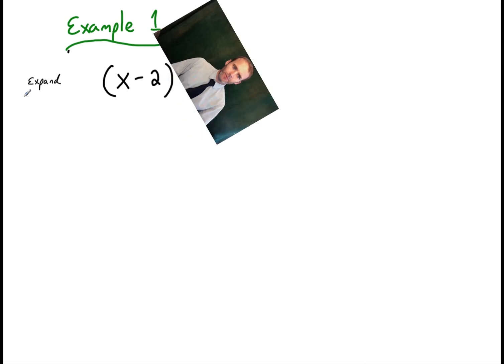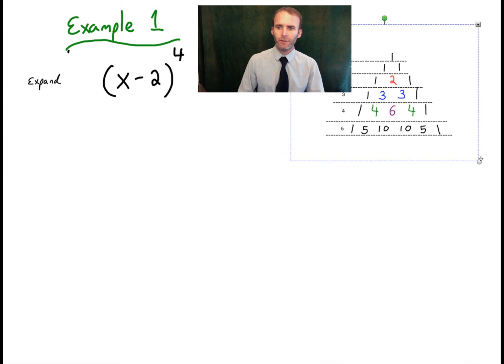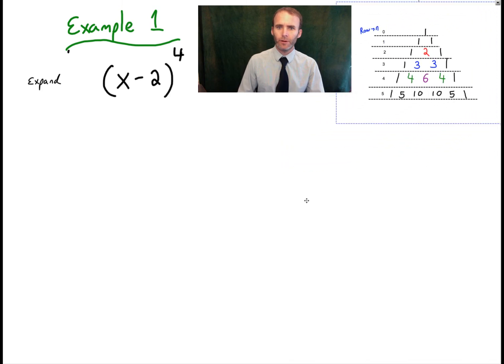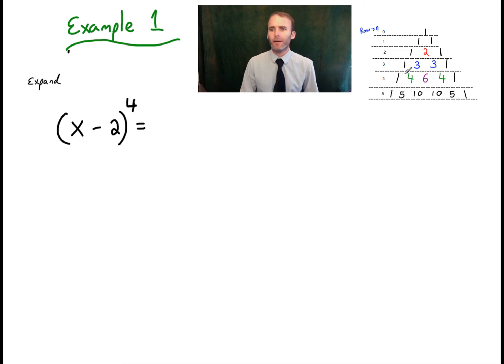Okay, here's my first example, and I need to expand this. So let's put my Pascal's triangle over here. Put it up in the corner, and let's expand this. I need to write this out, and it's the 4th row, so I know I'm going to have 1, 2, 3, 4, 5 terms in this. It's always going to be, since we start off at 0, 1 more than the row number.